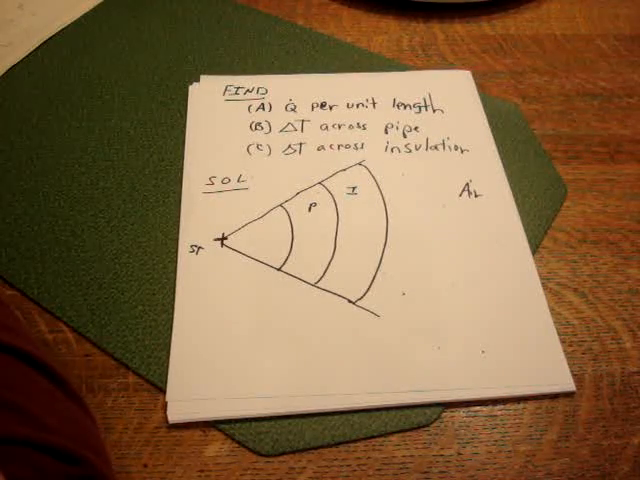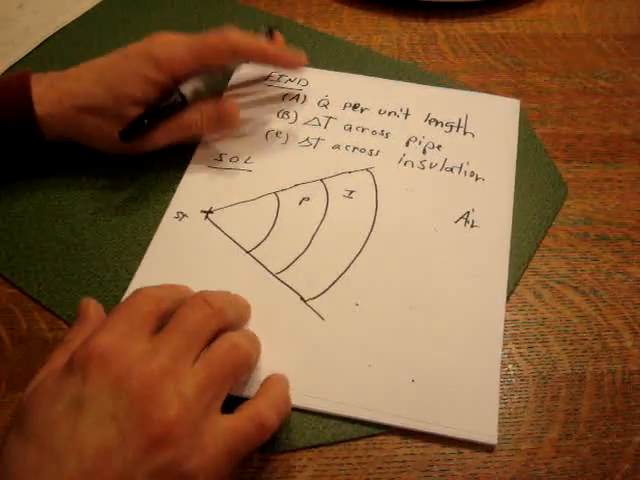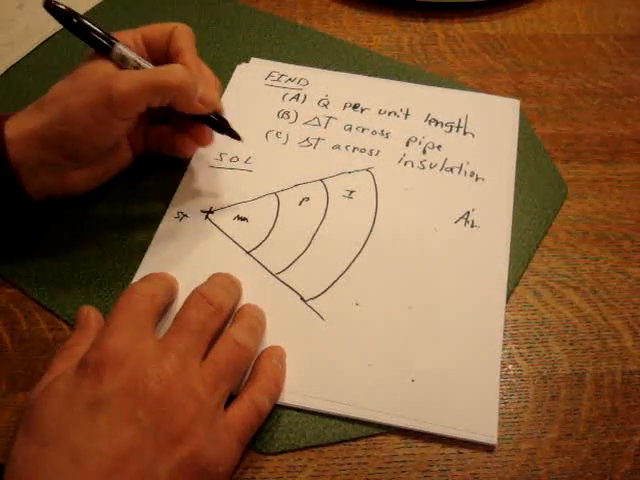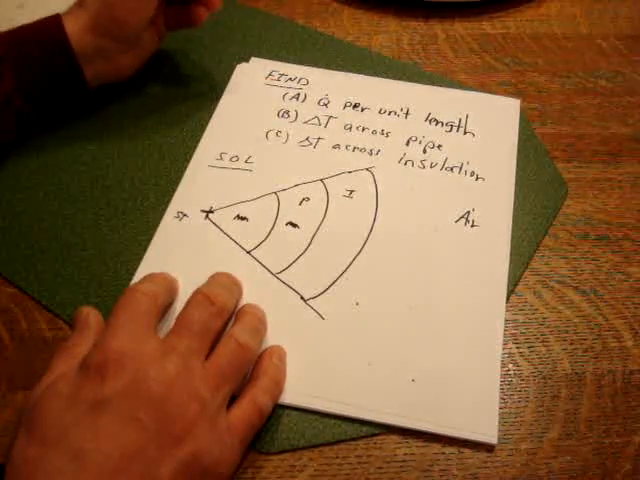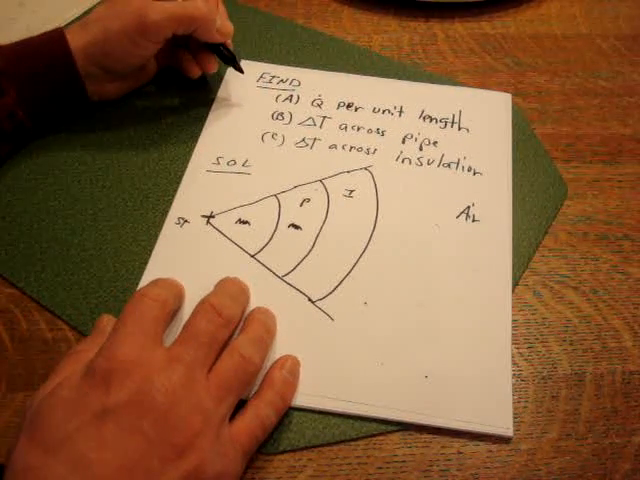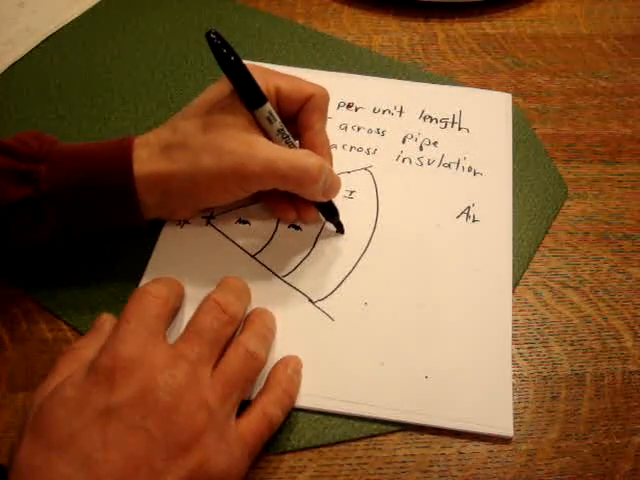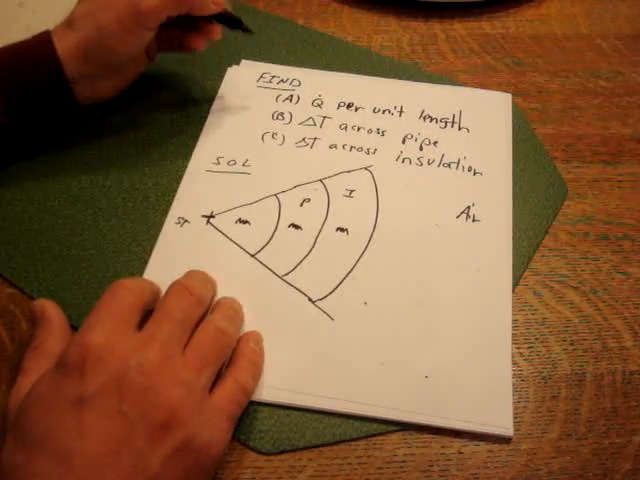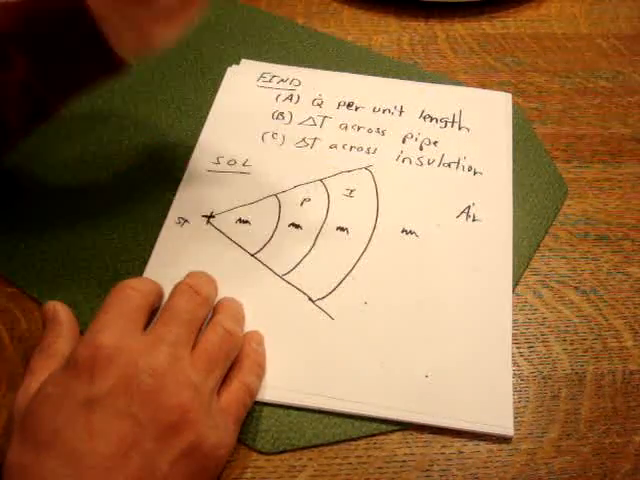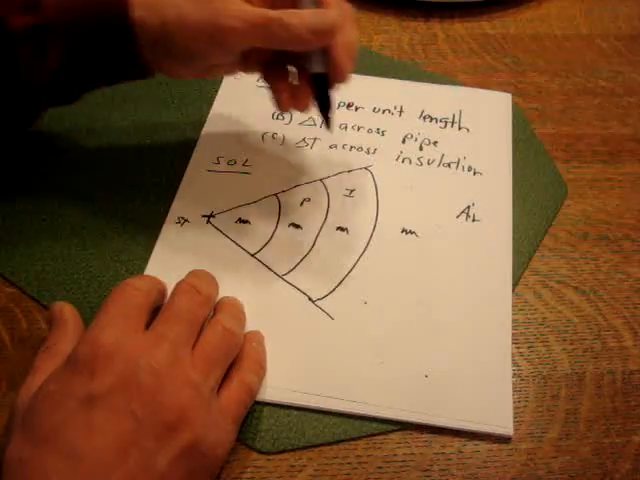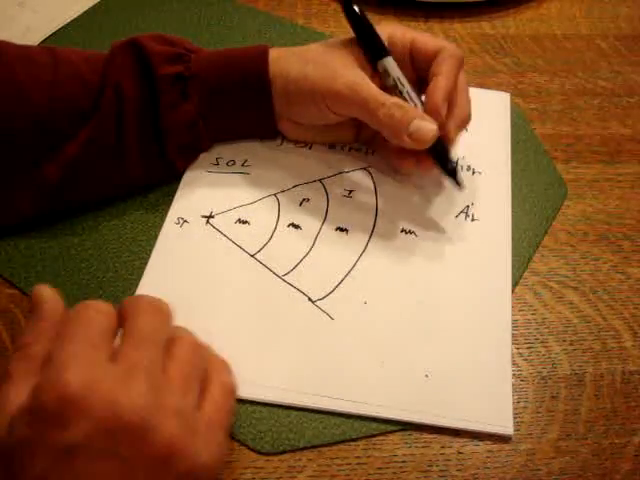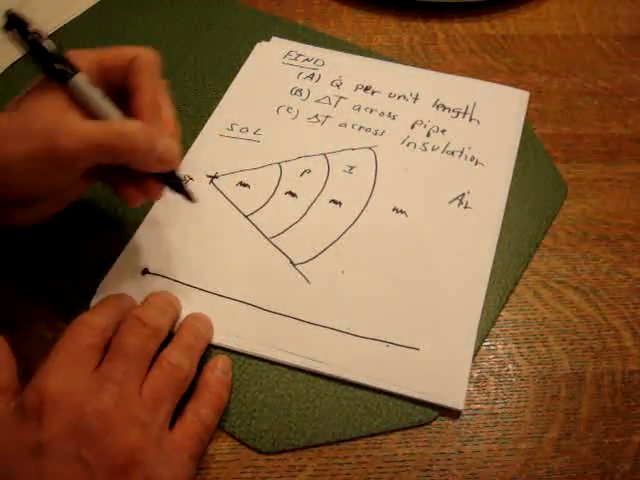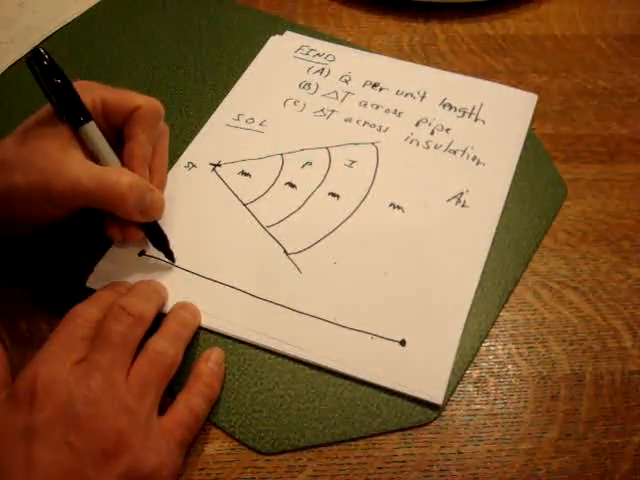Okay? Well, alright, let's look at it. We'll have resistance due to convection on the inside, resistance due to conduction through the pipe, a resistance due to conduction through the insulation, and one more, a resistance due to convection on the outside. Okay? So here again, what we have is all these resistors in series, and since they are in series, we can just add them up.